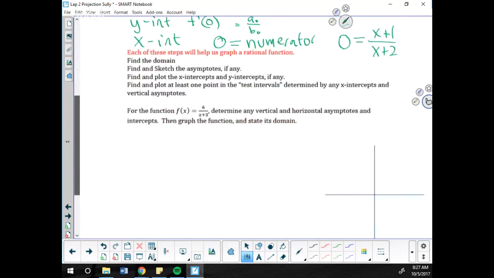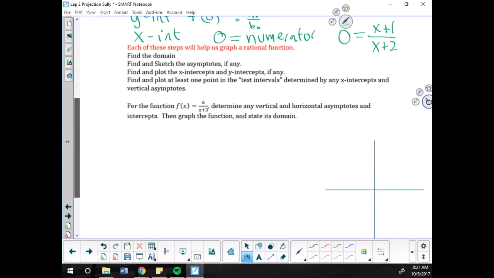All right, so when we graph rational expressions, we're always going to follow these steps. Our first is to find the domain, find and sketch any asymptotes, find and plot the x and y intercepts, if any. This is the most confusing, but it's not too difficult once we get a hang of it. Find and plot at least one point in our test intervals, and I'll make more clear what those test intervals are a little later, but they're determined by any x-intercepts and any vertical asymptotes. They're not too bad there.